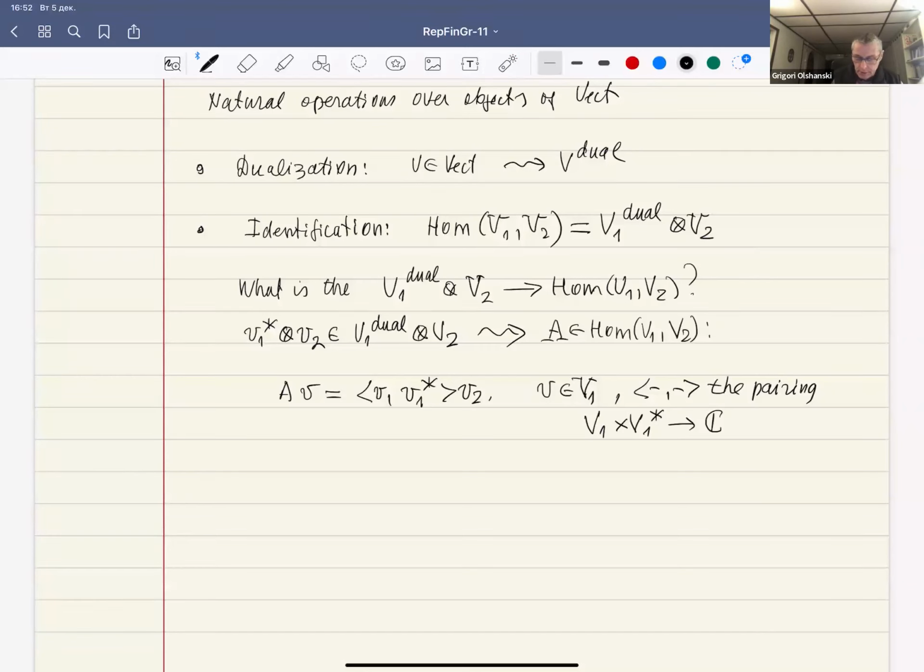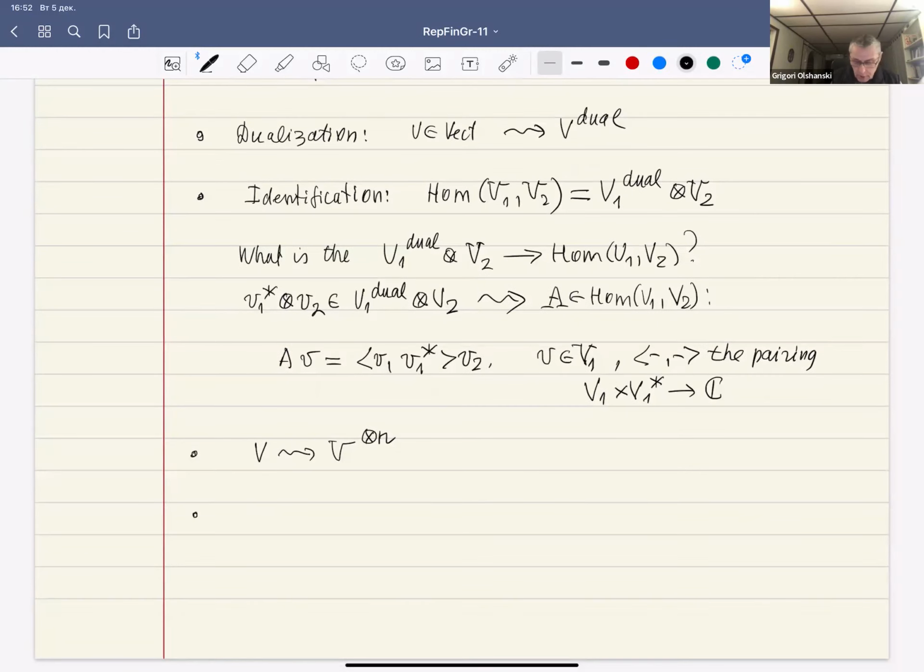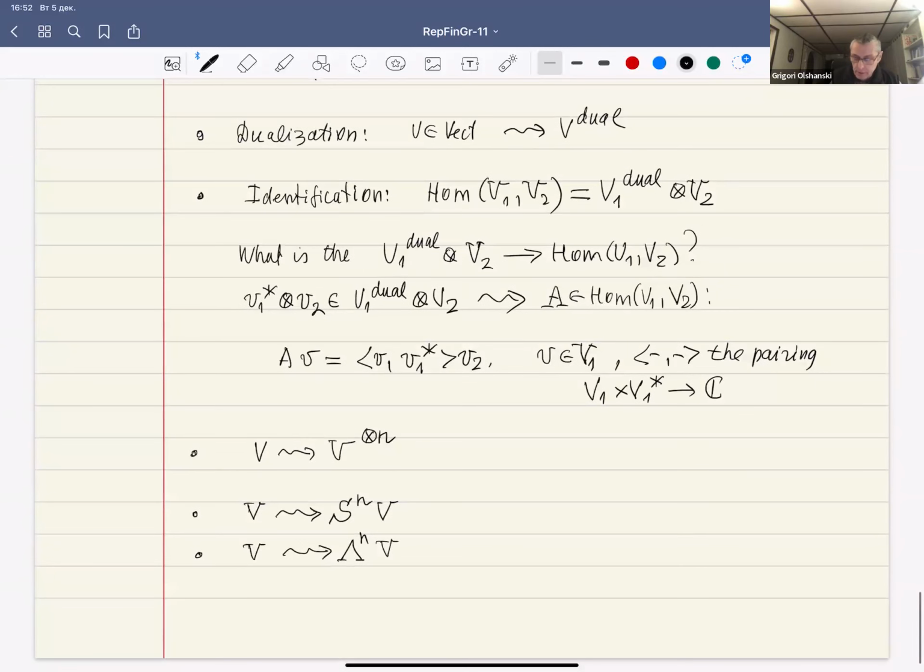Some other simple examples. We can take a tensor product. Given a vector space, we can take the tensor power number n. Next, we can assign the symmetric power, or skew symmetric, or exterior power. So these are some natural operations over vector spaces.